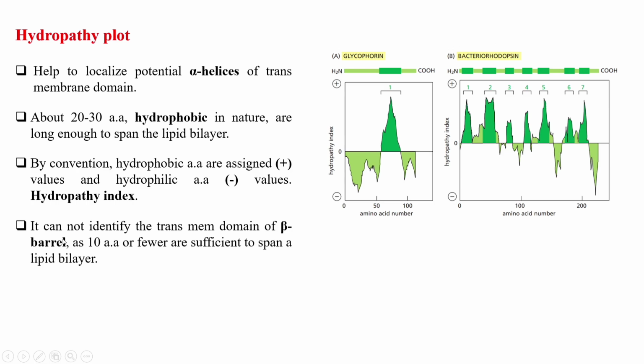Now, what is beta barrel? Beta barrel proteins are also integral membrane proteins, but the transmembrane segments here are made up of beta strands, another secondary structure, unlike the alpha helices. Okay, so you cannot identify the transmembrane domain of beta barrel by hydropathy plot, as only 10 amino acids or fewer are sufficient to span a lipid bilayer.